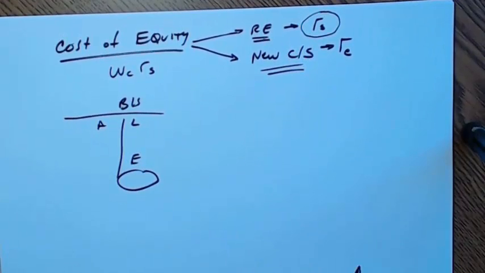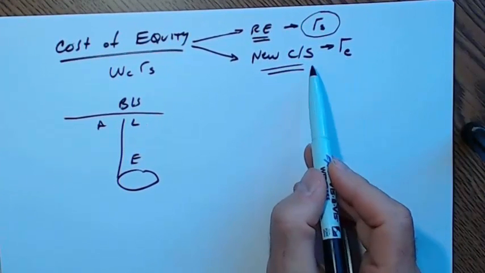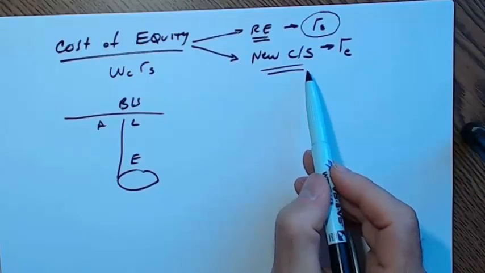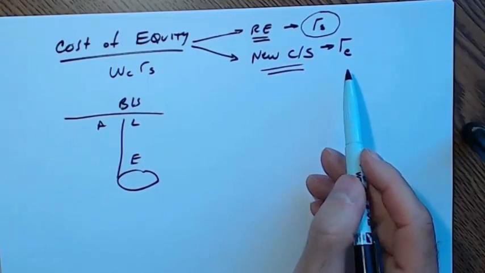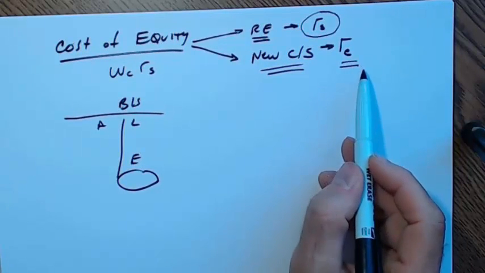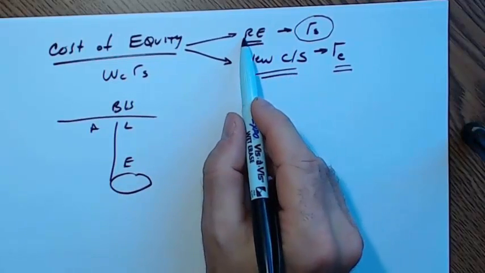Okay. Now, there's a cost to equity, because you're going to issue this new common stock. It's going to cost you some money, and you're going to have to pay dividends on it, and so on and so forth. So it's going to cost you something. Now, there's a couple of different ways to calculate RS. So let's take RS first.